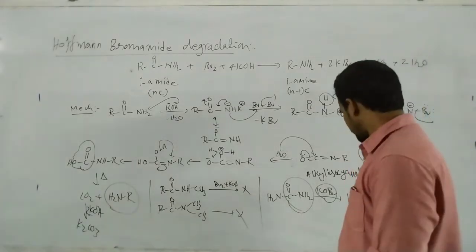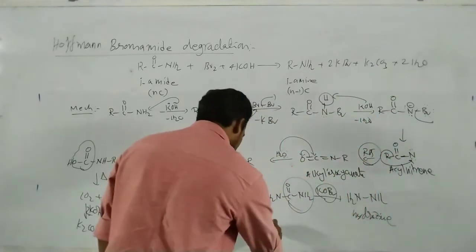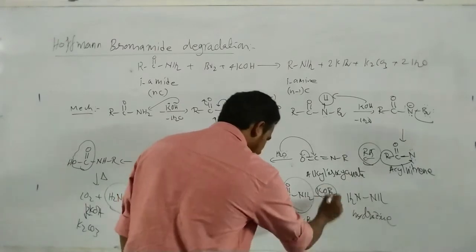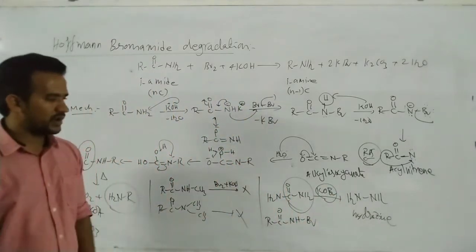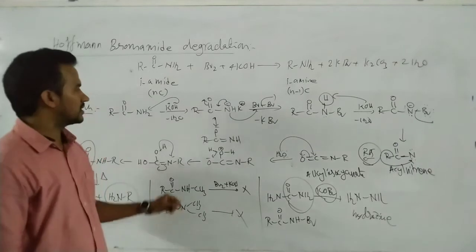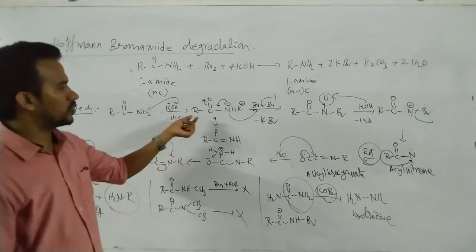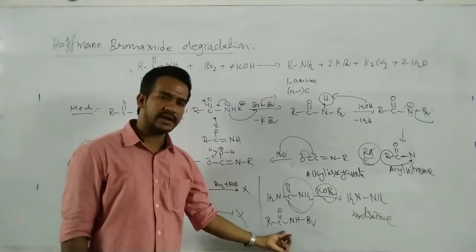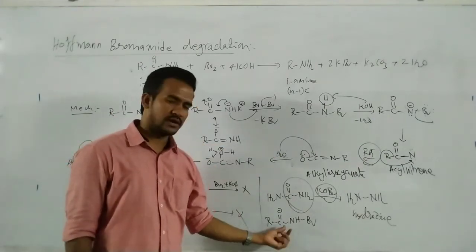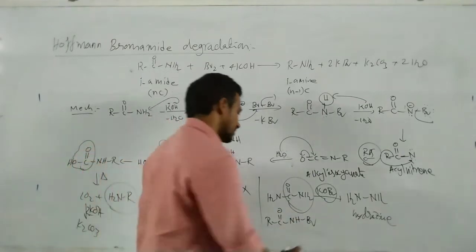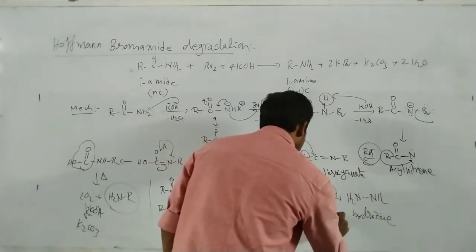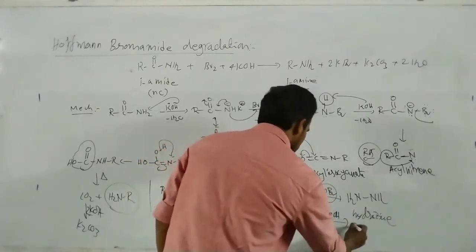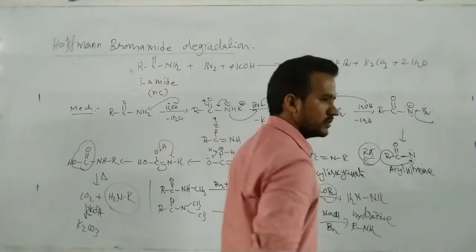Another important point: RC double bond O NH Br, this compound can undergo Hoffman bromide degradation, because first of all a hydrogen is replaced by bromine and we get this N bromoamide. Now here N bromoamide is directly given. So now it can undergo Hoffman bromide degradation. By treating with NaOH or KOH plus Br2, it is converted to primary amine. So RNH2. That's it.